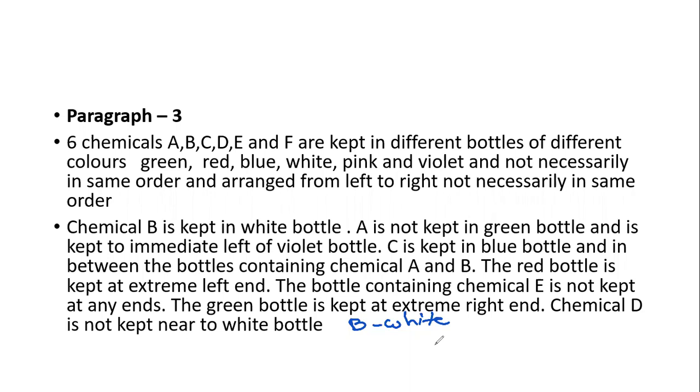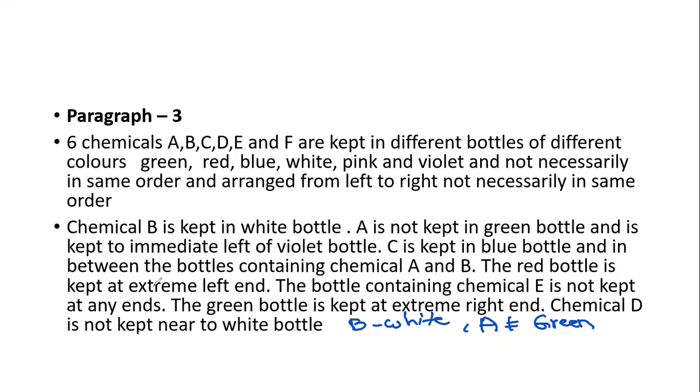Next. A is not kept in green bottle and is kept to immediate left of violet bottle. A is not kept in green bottle means for A and green bottle there is no relation. A is not kept in green bottle and is kept to immediate left of violet bottle means they are talking about chemical A only, right? Yes, chemical A, which is kept left of violet bottle.